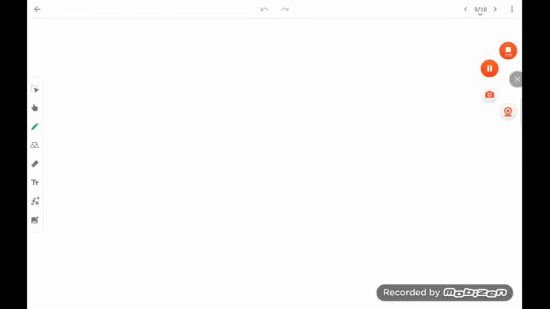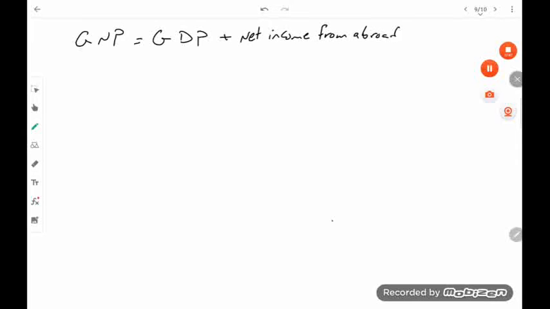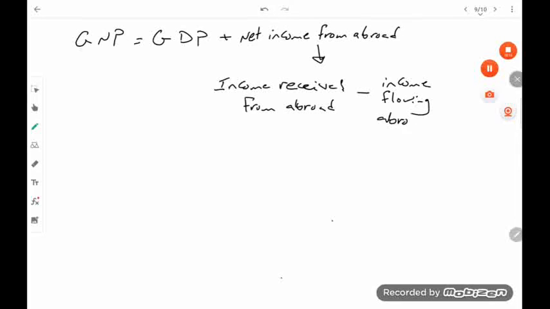So we can calculate GNP as GDP plus net income from abroad. Net income from abroad is calculated as the difference between income received from abroad and income paid or flowing abroad. So net income from abroad is the difference between inflows of money and outflows of money.